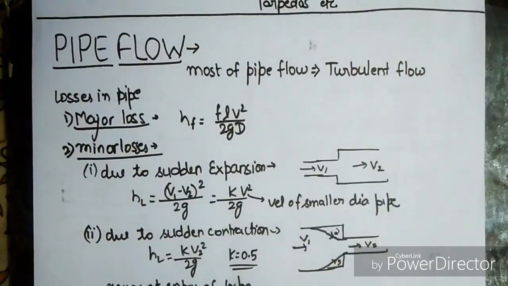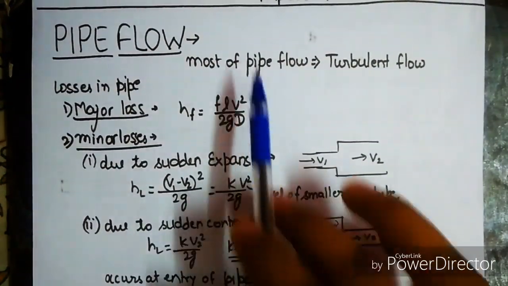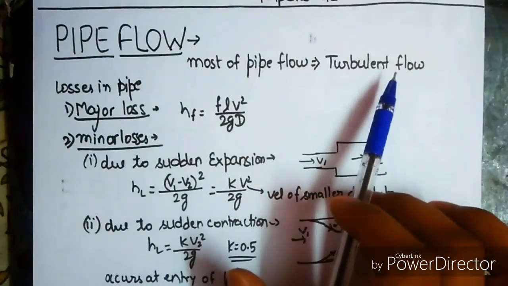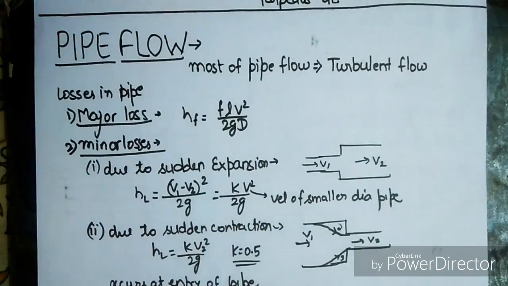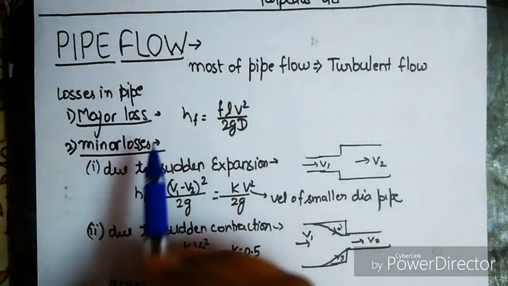The next and last topic in our syllabus is pipe flow. Most pipes have turbulent flow. In pipe flow, to start with, we consider the losses in the pipe.